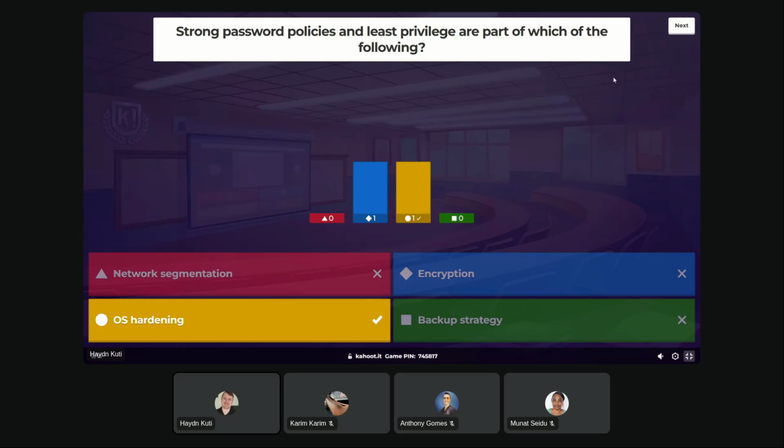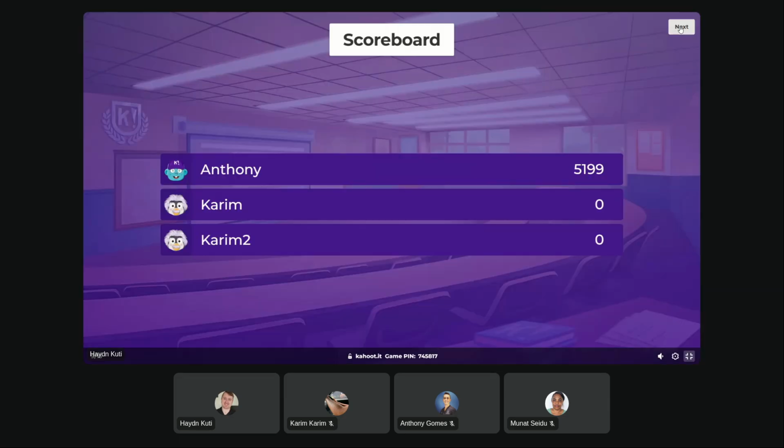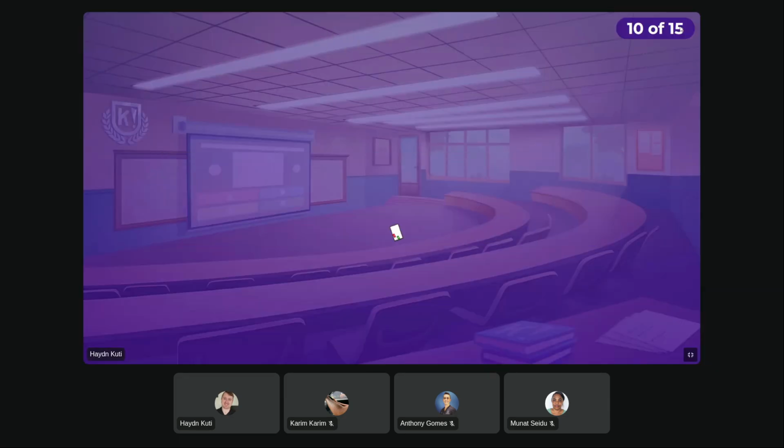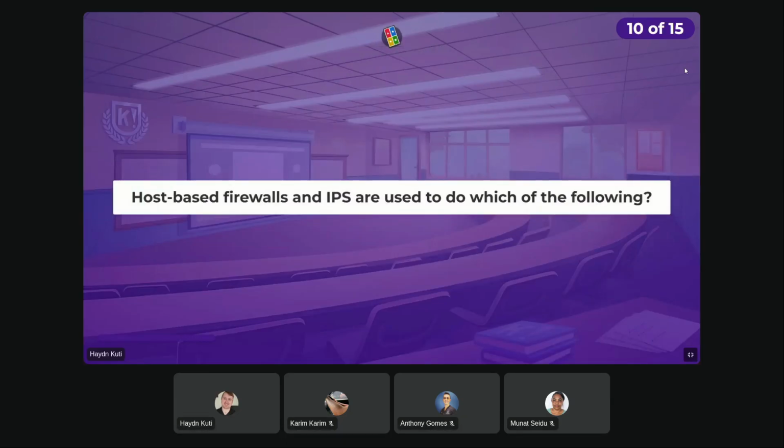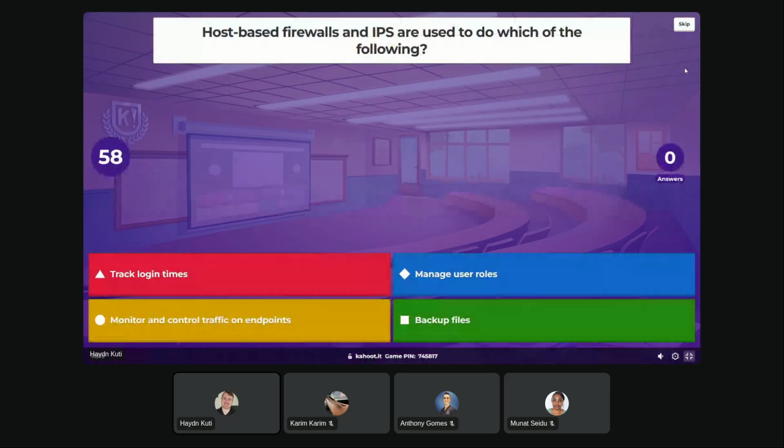Encryption is just hiding the information through ciphertext and algorithms. You're hardening your OS by strengthening your password policies and who can do what. Host-based firewalls and IPS are used to do which of the following? Track login times, manage user roles, monitor and control traffic on endpoints, or backup files.